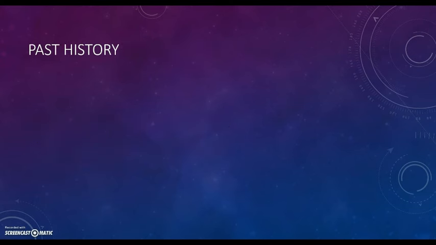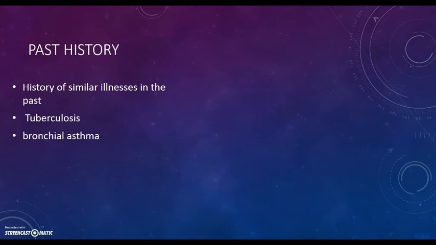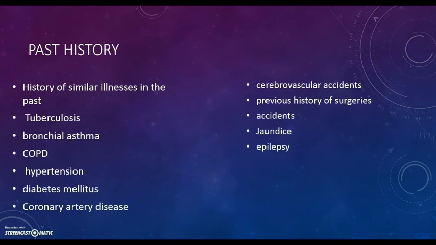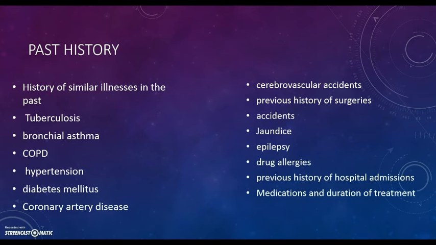Now comes the past history. Again, use the POC system: patient's own words, open-ended questions, closed-ended questions. Anyway, it should at least contain history of similar illness in the past, tuberculosis, bronchial asthma, chronic obstructive pulmonary disease, hypertension, diabetes mellitus, coronary artery disease, cerebrovascular accidents, previous history of surgeries, accidents, jaundice, epilepsy, drug allergies, previous history of hospital admissions. Also, if these are positive, list them in chronological order and ask about the medications the patient is on and the duration of the treatment.